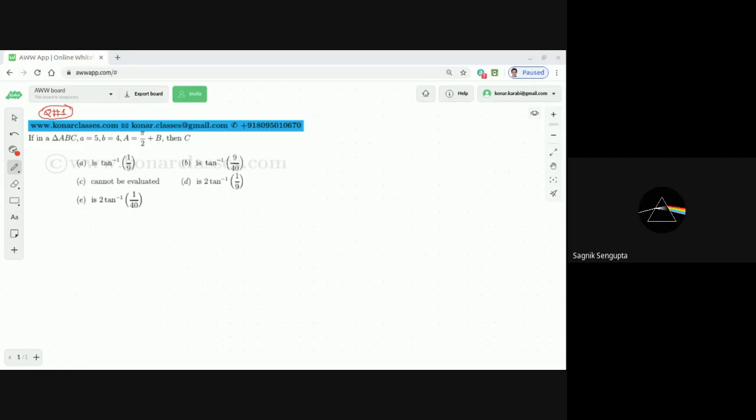So is it B? Very good. Appreciate your answer. It is indeed B. Very well done. So how have you done it? What is the approach you took? I took tan B by 2 is equal to (5 minus 4) by (5 plus 4) cot C by 2. Okay, good. All right.